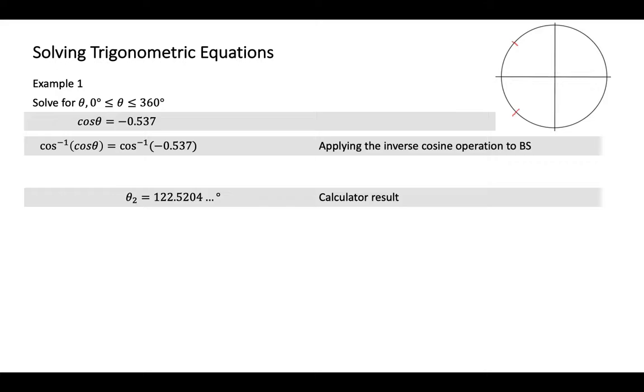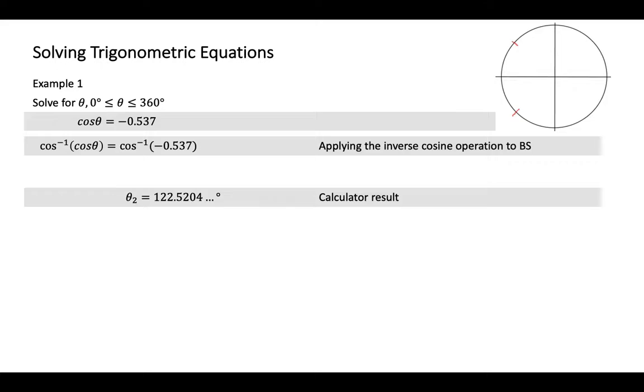The result from our calculator leads to theta is equal to 122.5204 degrees. Now notice that I've labeled this as theta 2. My calculator just gave me 122 degrees, and I know that's in my quadrant 2. So I already have one solution. So approximately 122 degrees has a cosine of about negative 0.537.